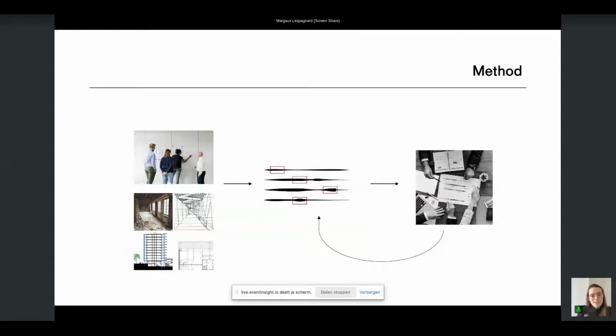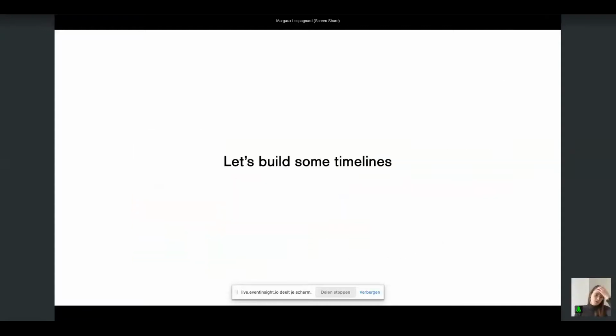So a limitation of this method, though, is that we built the timelines after the design process was already finished. So the information we had was quite subjective, because it was based on the recollection of the architects, but still it gives a good idea of which decisions are most important in the design process, and it also really helped us to build this method. So let's build some timelines together.